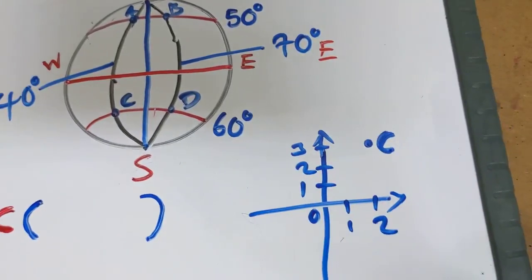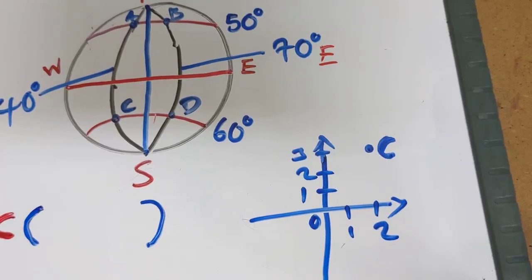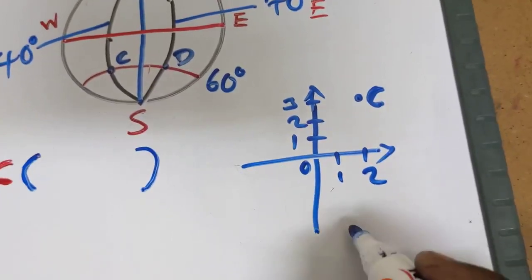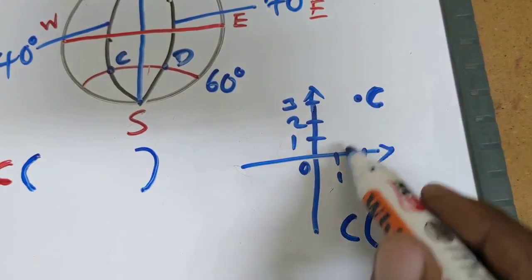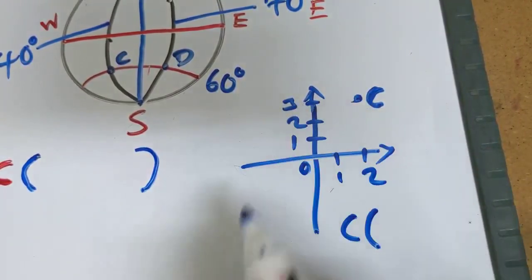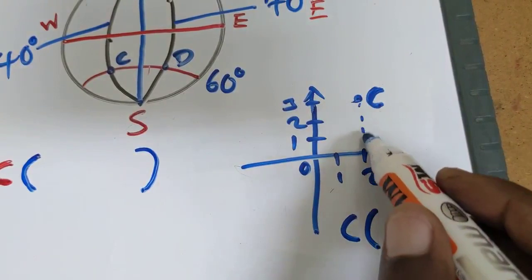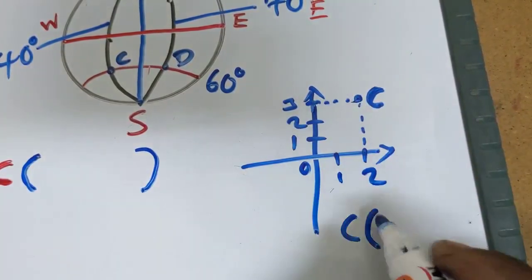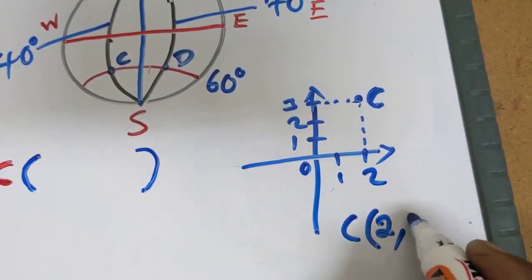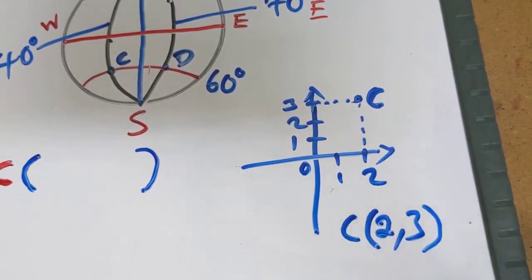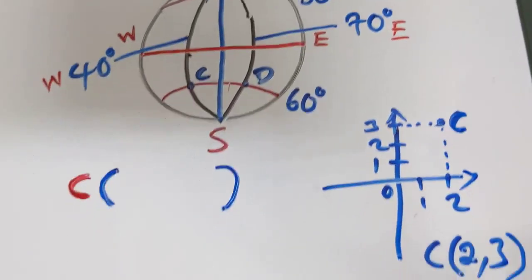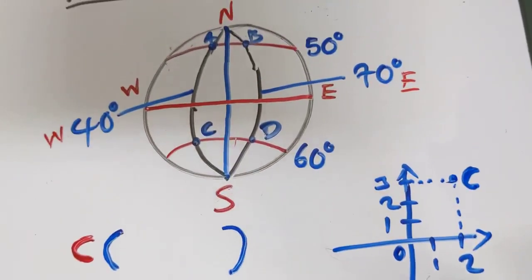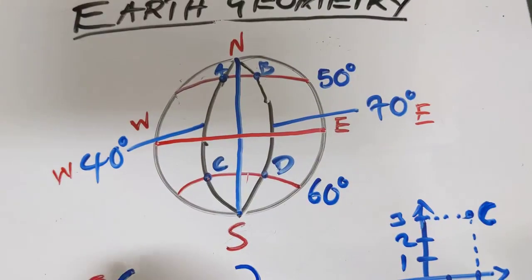So when you're asked to find the location of C, or should I say the coordinates of C, we say that C is actually at 2, 3. So C is at 2, 3, like that. It is the same way that you're going to find these. They're just like coordinates, but you include the directions.